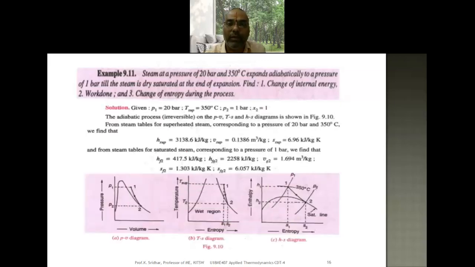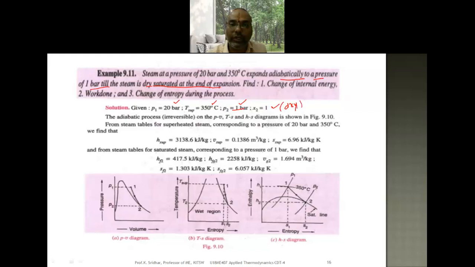So here it is given that P1 is equivalent to 20 bar and the superheated temperature is equivalent to 350 degrees centigrade, and it expands adiabatically to a pressure of 1 bar. So that is P2 is equivalent to 1 bar. The steam is dry saturated at the end of the expansion. That is X2 is equivalent to 1. That is, it is a dry saturated steam.